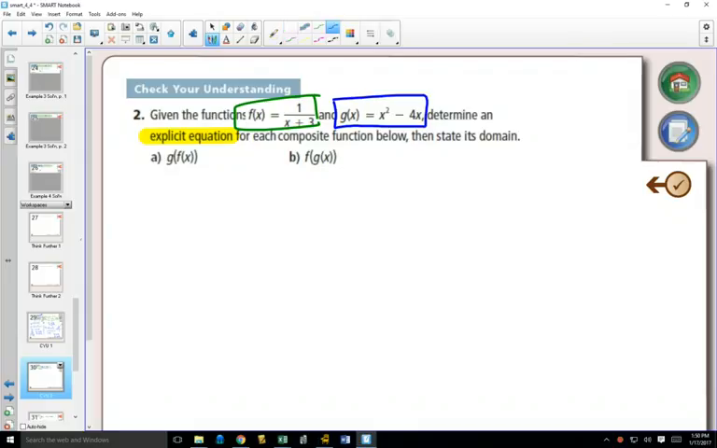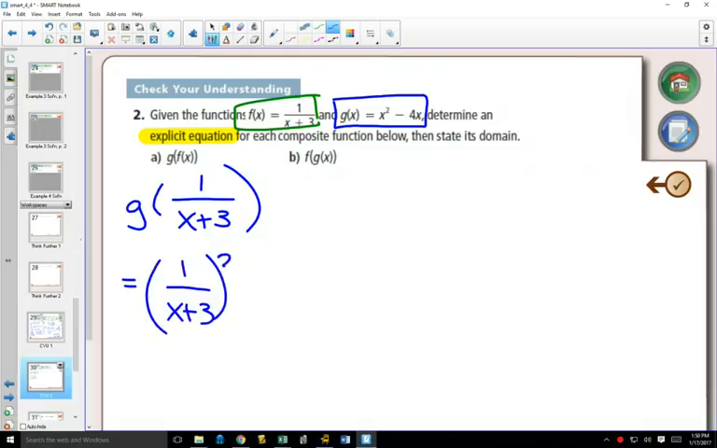We want to write an explicit equation, so we start by replacing the f of x with 1 over x plus 3. And what does the function g do to whatever you put in it? Whatever you put in it gets squared. Then you subtract 4 times whatever you put in it. So if we put in 1 over x plus 3, this is going to equal 1 over x plus 3 all squared minus 4 times 1 over x plus 3.